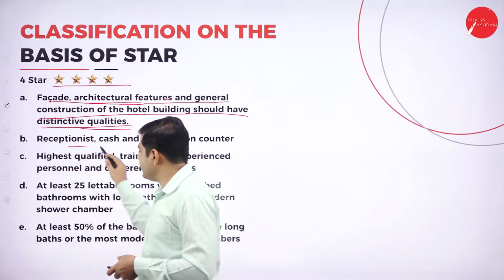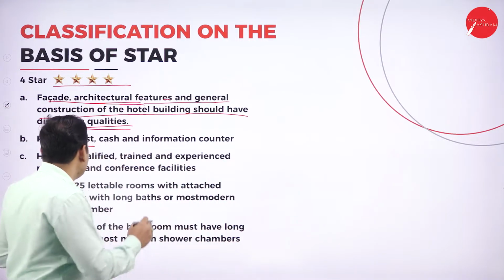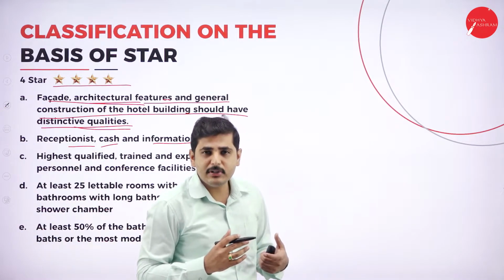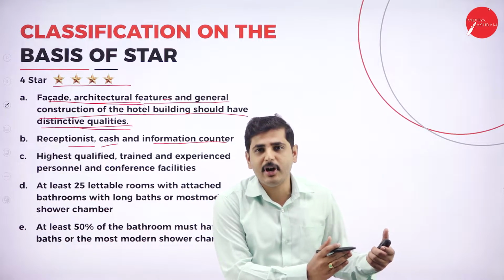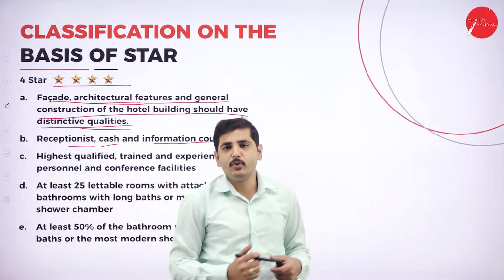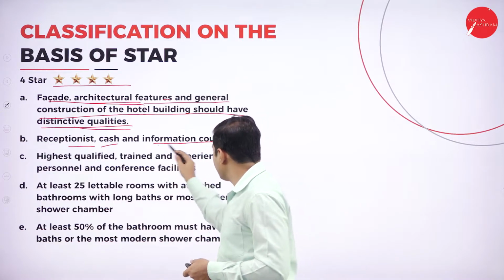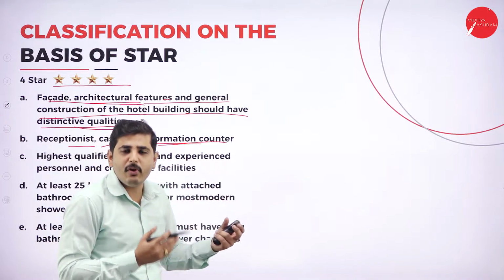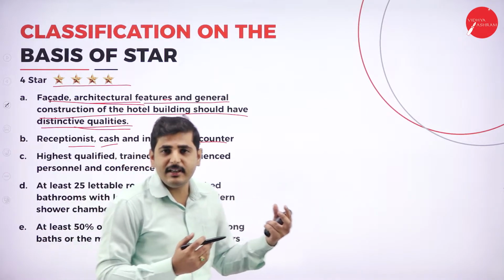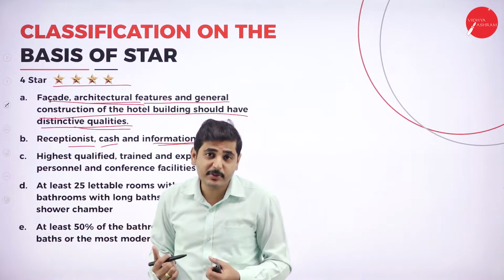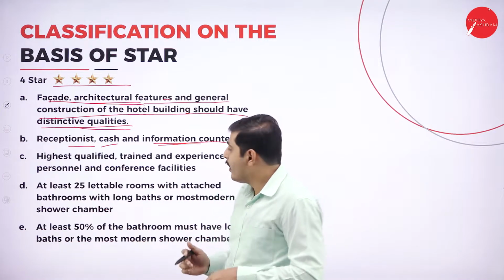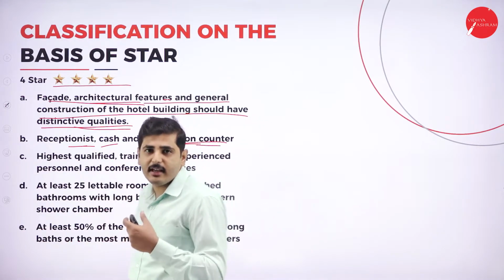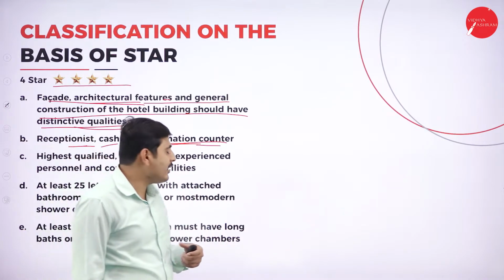Next one, receptionist. There should be a receptionist, a cash counter and an information counter. In this type of hotel, there will be a cash counter, which takes responsibility for receiving cash payments, the room rent and other charges, and also an information counter. If a guest comes from other parts of the country, they don't know where to go or which places they can visit in the area, and if they are coming for business purposes, what facilities are available in the hotel. All this information is given at the information desk, and the receptionist will also take care of providing the room and other information regarding the hotel.